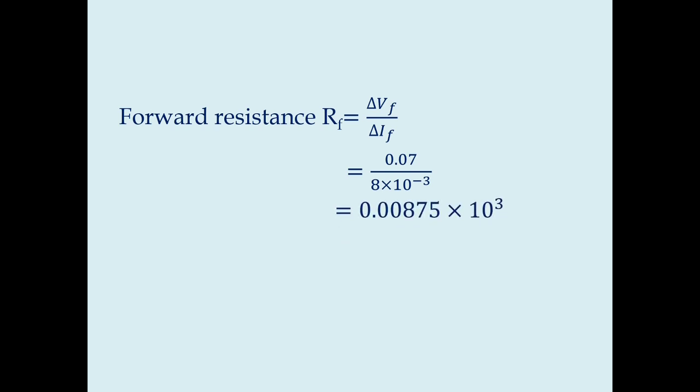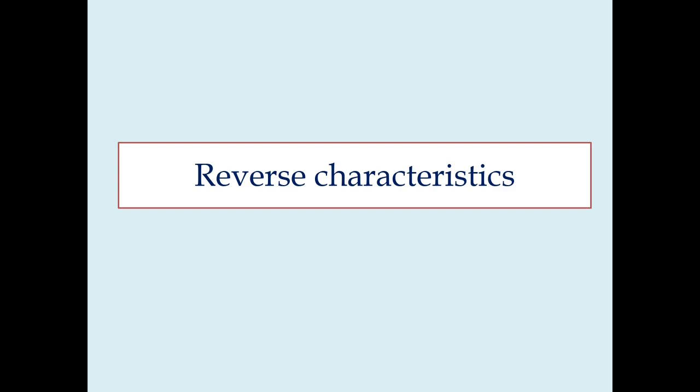When you divide 0.07 by 8, you will get 0.00875. The 10 power minus 3, when it goes to the numerator, it becomes 10 power 3. So, when you multiply this number by 1000, we get 8.75 ohm. So, the forward resistance of a PN junction diode is 8.75 ohm.